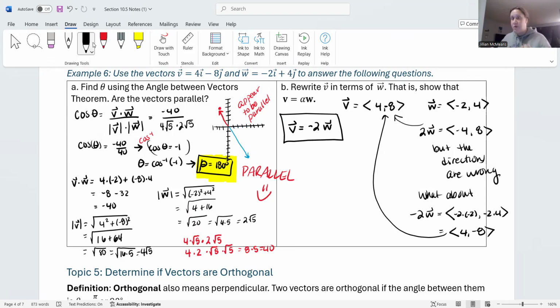Remember, if two vectors are indeed parallel, one is going to be a scalar multiple of the other. So we have double proven that these two vectors are parallel. In the next video, we will talk about vectors that are orthogonal, which is just another way of saying perpendicular.